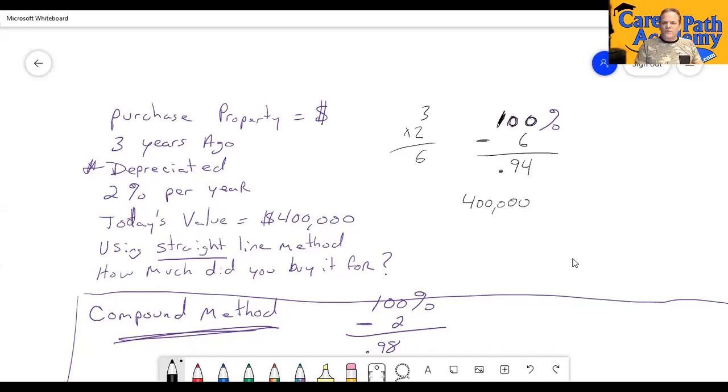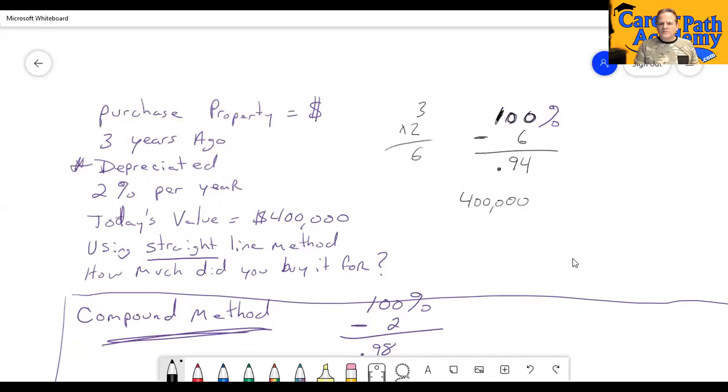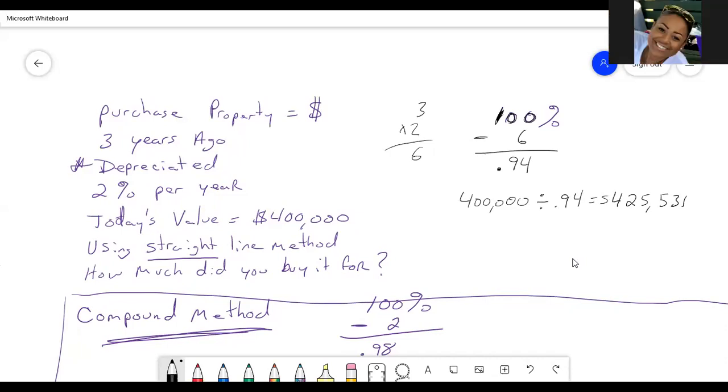So we're going to do 400,000 divided by 0.94, or 94%. 425,531. Yes. Yep. 425,531. And that's what we bought it for 3 years ago.